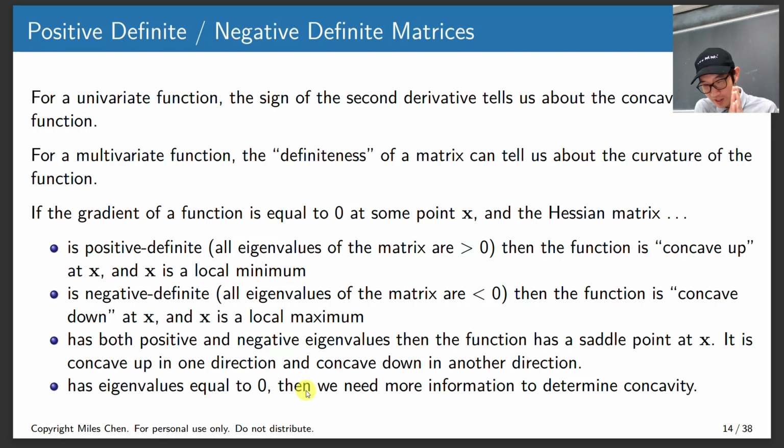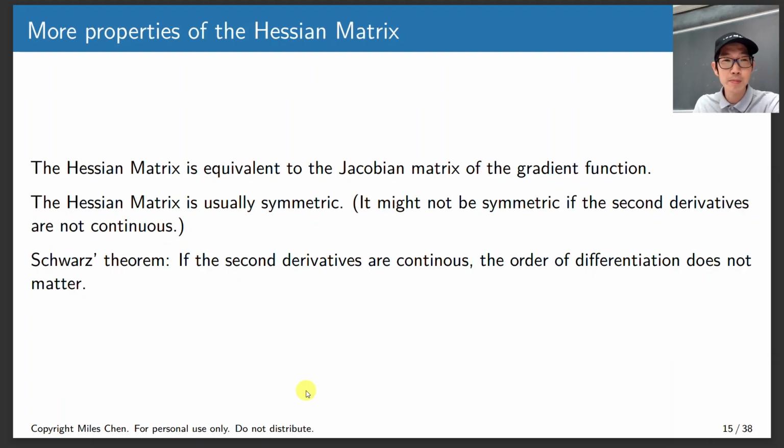A lot of times it's easy to think about functions in one dimension, at least in my brain. One-dimensional functions are easy to think about and reason about, and for a lot of these higher dimensional concepts, I try to think of what the one-dimensional analog is to get my head wrapped around them. Okay, so the Hessian matrix is equivalent to the Jacobian matrix of the gradient function. The Hessian matrix is usually symmetric.